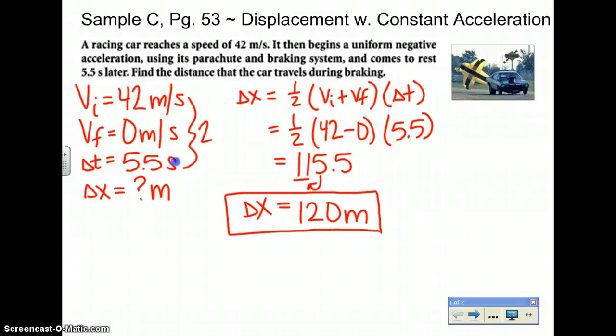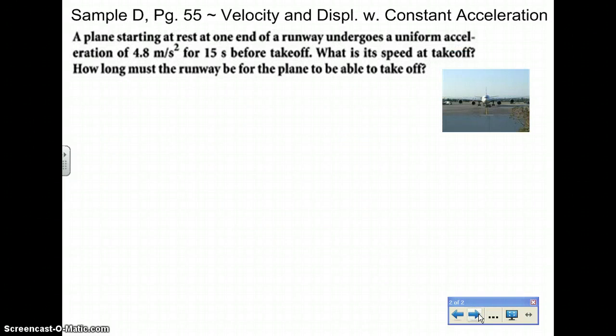Convert givens, units, before you can solve into an equation. And that is all, just your 4 questions there. All right, guys, let's move on to D. Sample problem D, velocity and displacement with a constant acceleration.